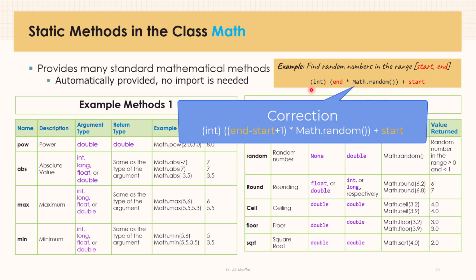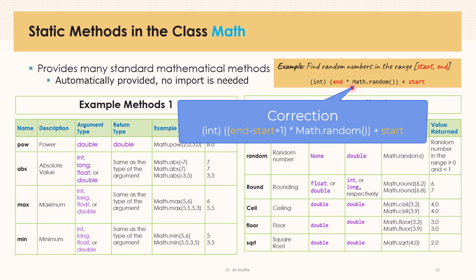Let us first consider the first part of the equation, which is end multiplied by math.random. The result is converted to integer. What is the minimum generated number by this method? As mentioned, it is 0. So 0 multiplied by end, which is 6, the answer is 0. So that means for this part of the equation, the smallest value is 0.